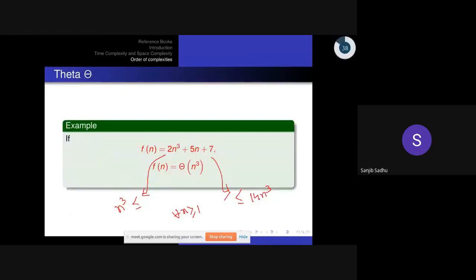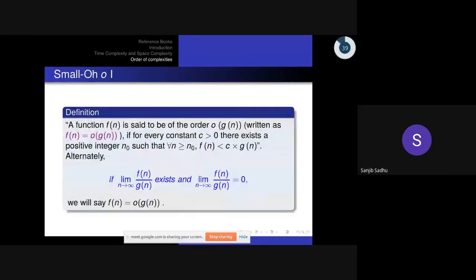And what is small o? Small o is almost the same as big O. Only one definition difference is there. A function f(n) is said to be of order small o of g(n). Just write it like this; don't say is equal to. If for every constant c greater than 0, there exists a positive integer n naught such that for all n greater than n naught, f(n) is less than c times g(n). Please check it, not less than or equal to.